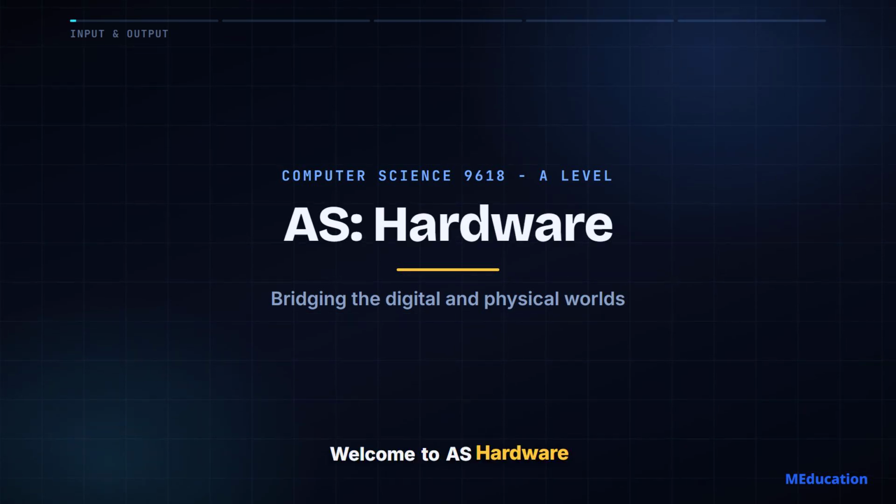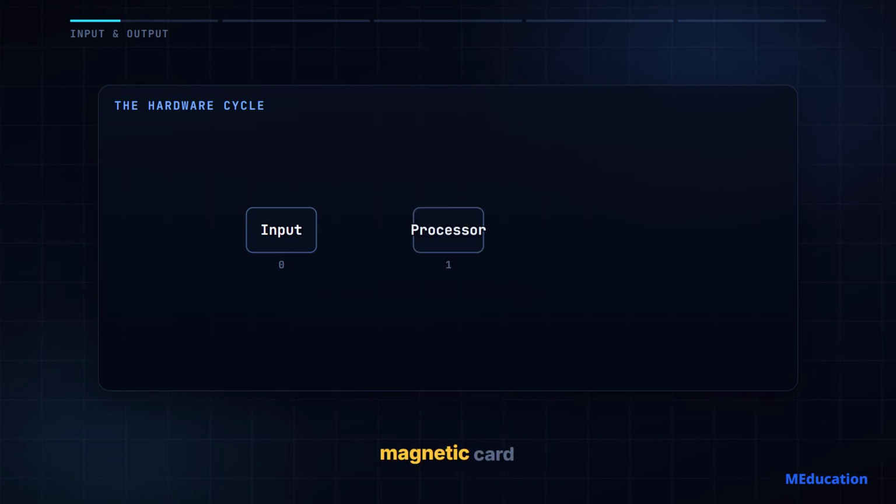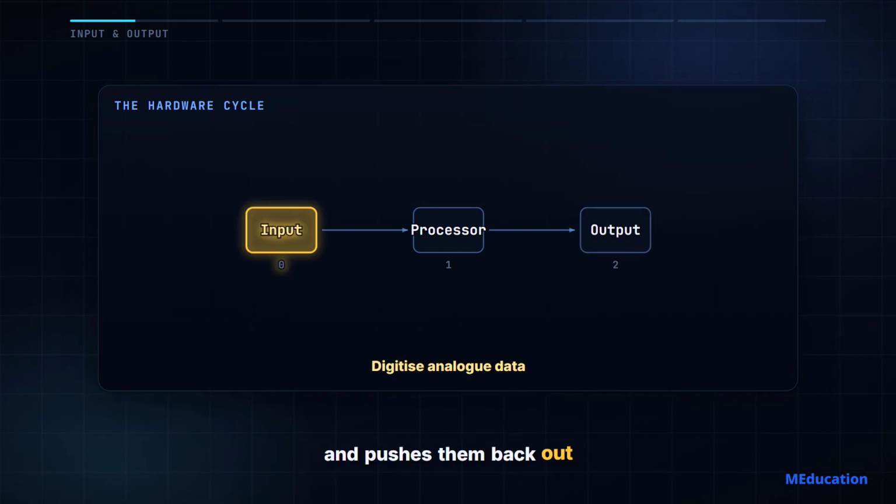Welcome to AS Hardware. At its core, a computer is a system that takes physical, analog events and digitizes them. Think of the press of a keyboard switch, the sound of your voice, or the swipe of a magnetic card. The system processes these inputs and pushes them back out into the real world. In this unit, you will master the exact internal operations of the input and output devices that make this possible.